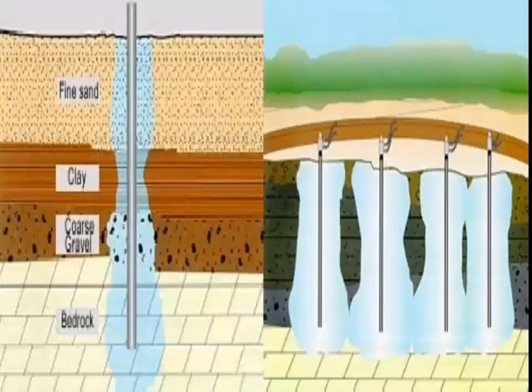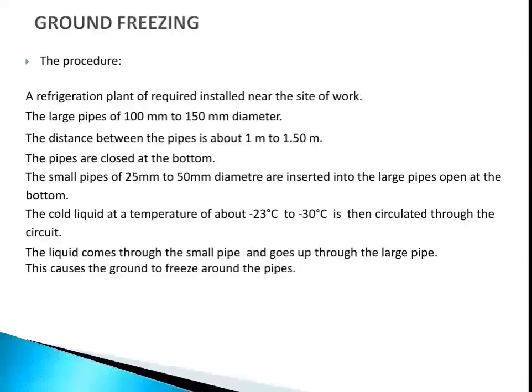This is also second image of it. Next one is ground freezing. So moving towards its procedure, a refrigerator plant is required, installed near the site of work.